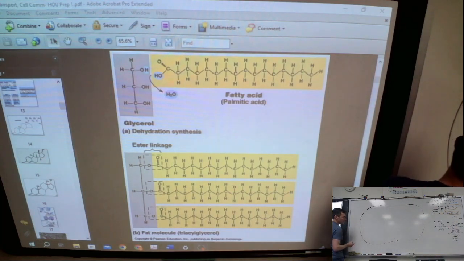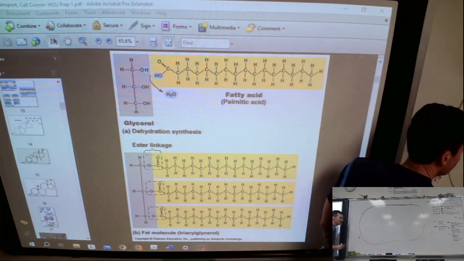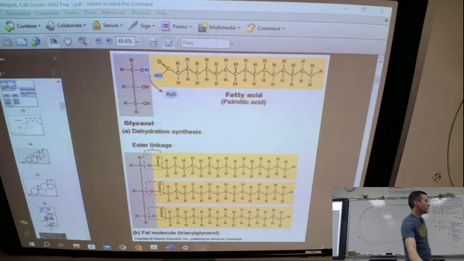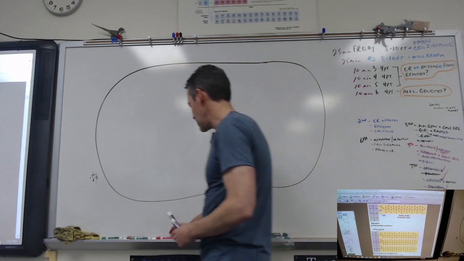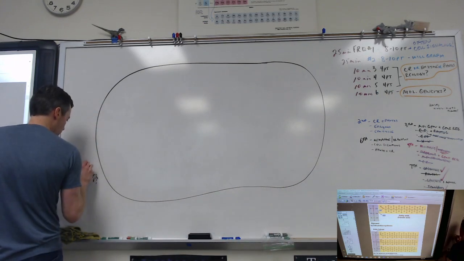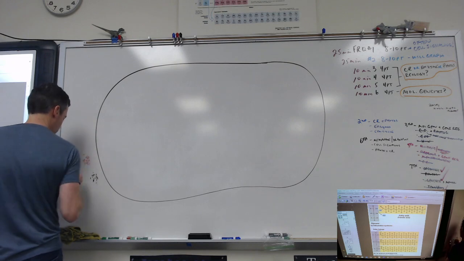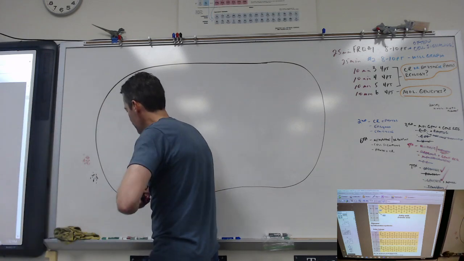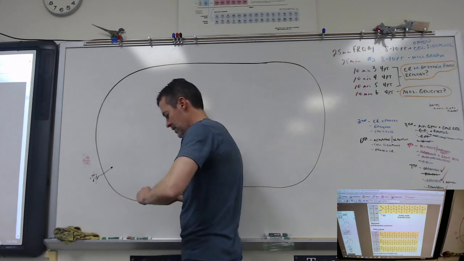So I've got this cell, and I'm looking at some transport stuff. So we'll start over here. I got some of these dots, and I've got some of these dots. These dots cruise on through. These don't.